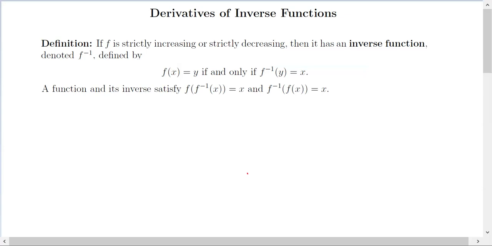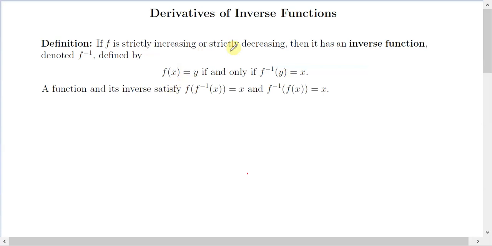We'd like to consider the idea of taking derivatives of inverse functions, which can allow us to derive some other differentiation formulas. But before we do that, let's review a little bit about inverse functions, some of the main properties that we might need.